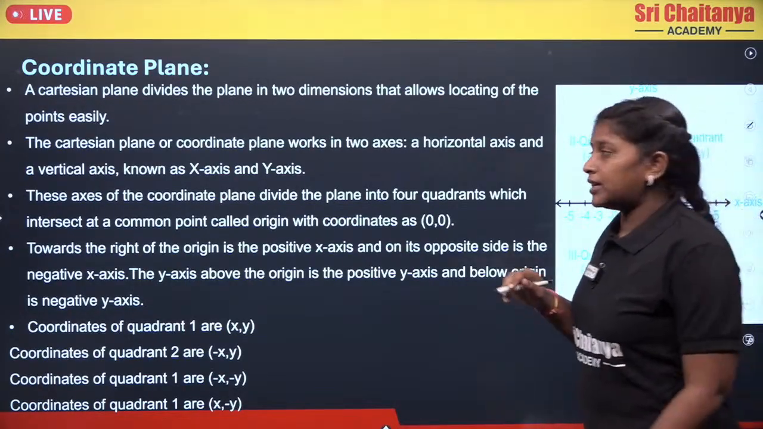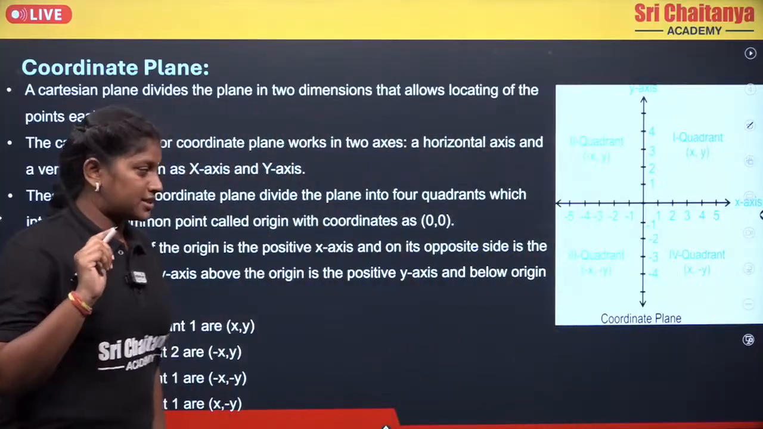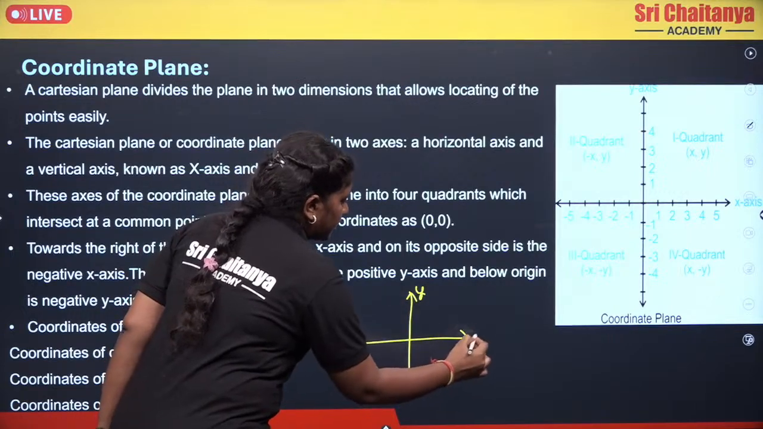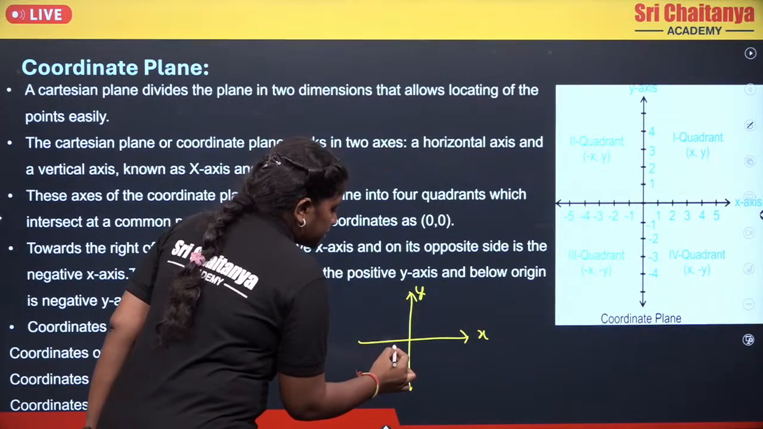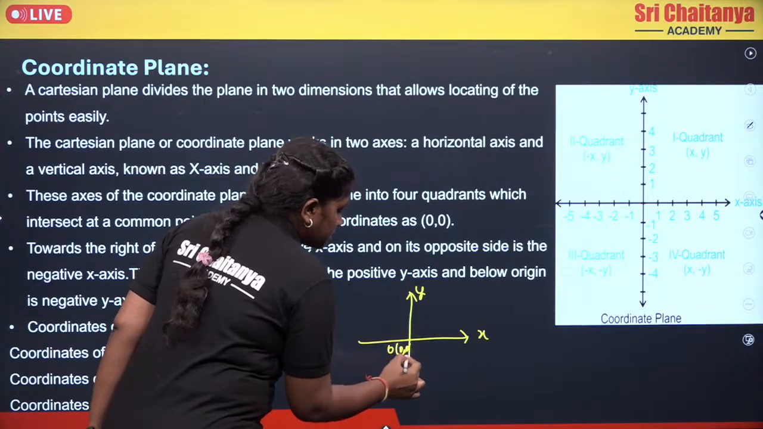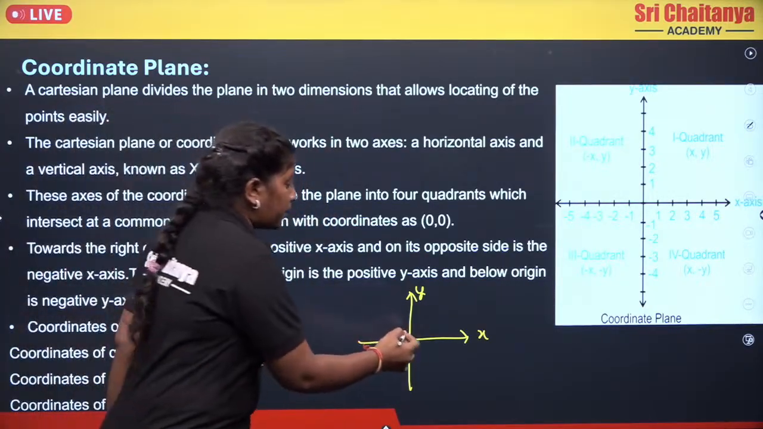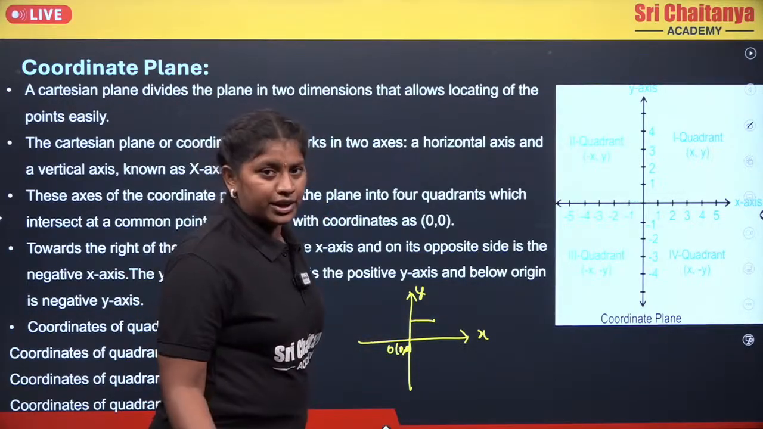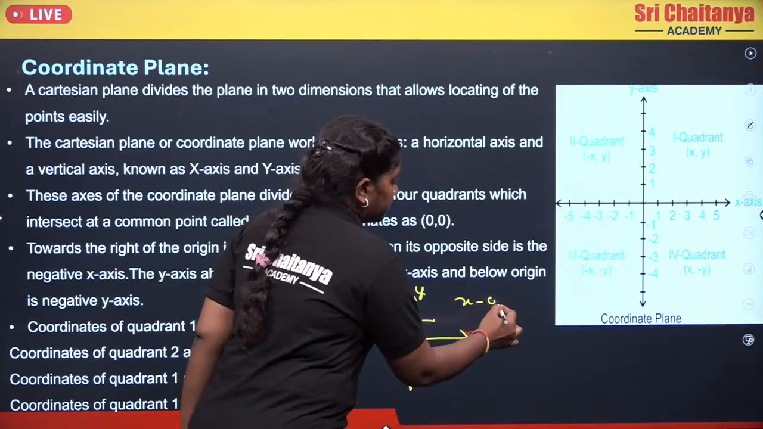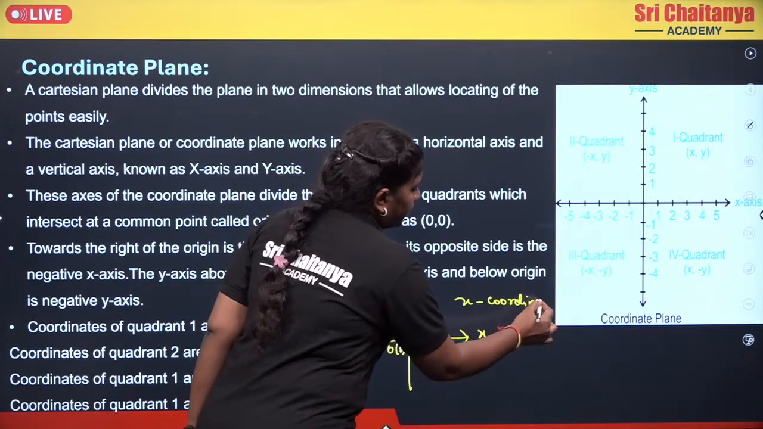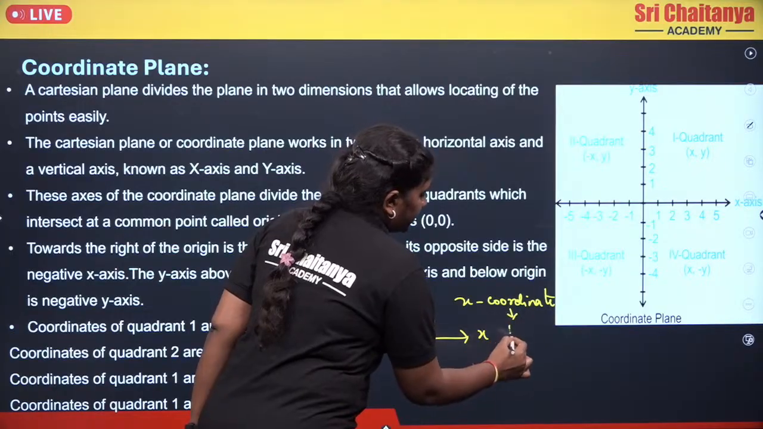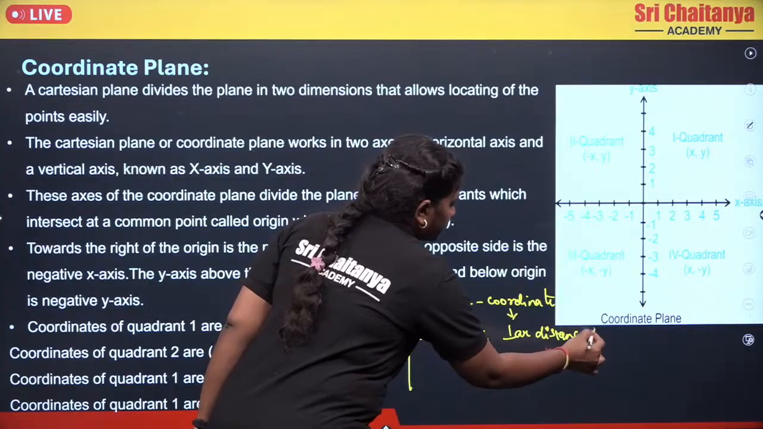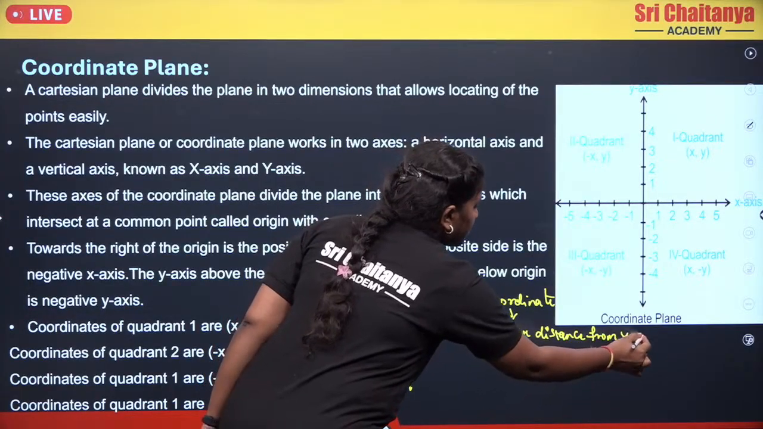Now what are the coordinates? Coordinates are nothing but the perpendicular distances. If you observe here, this is your y axis and this is your x axis. The point of intersection is your origin, which is 0 comma 0. Now I am taking my perpendicular distance from the y axis, so it will become your x coordinate. So we can write, x coordinate is nothing but the perpendicular distance from the y axis.